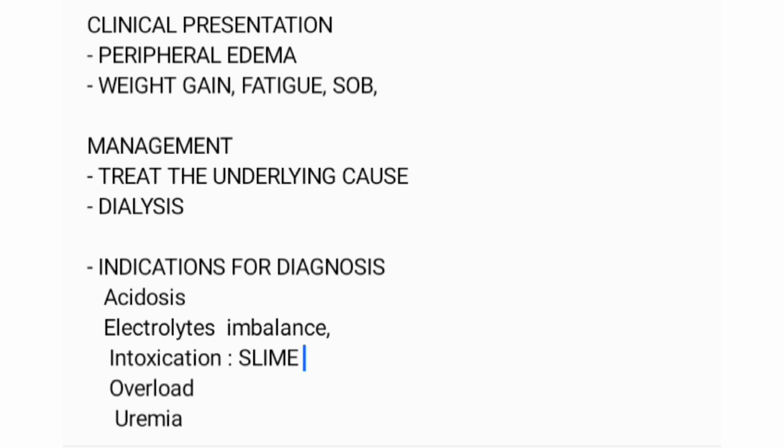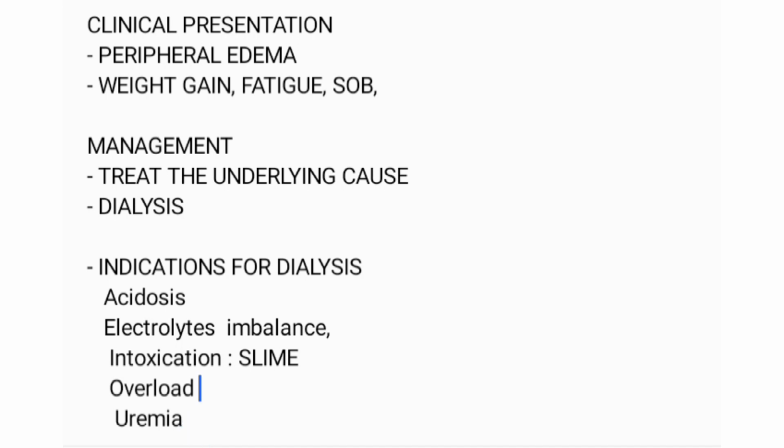If someone has intoxication to these things, that's also an indication for dialysis. Okay, so let me just change here, indication for dialysis, not diagnosis. So dialysis. Then O is for overload with fluids. So it can be postoperative fluids or just any fluids.